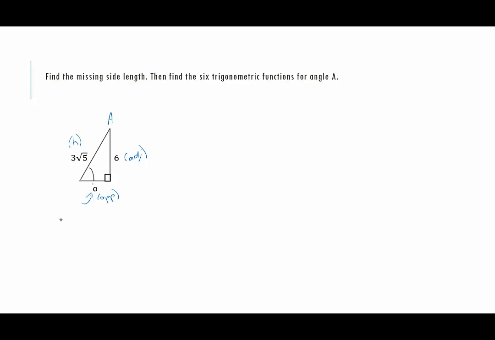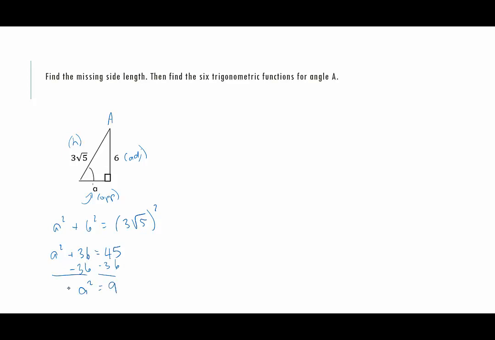To figure that out, we'll do Pythagorean theorem, A squared plus the other leg squared is equal to the hypotenuse squared. And this would be A squared plus 36 is equal to, let's be careful here, 3 squared, we need to distribute the square. 3 squared is 9. The square root of 5 squared is 5. 9 times 5 is 45. Now we want to get A squared by itself, so we're going to subtract 36 from both sides. And we get A squared is equal to 9.